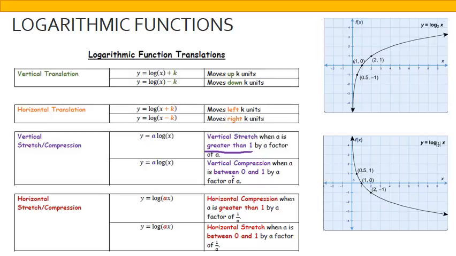Okay? Now you can have a horizontal compression if you multiply the x inside the parentheses by a number greater than 1. Okay, that means it's going to compress by a factor of 1 over a. Make sure you use this table right here. It tells you exactly how to word it. Okay, now you can also horizontally stretch it by a factor of a. If you multiply by a fraction on the x, that means you're going to stretch it by a factor of 1 over a.